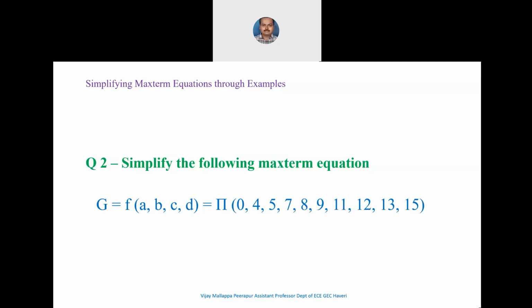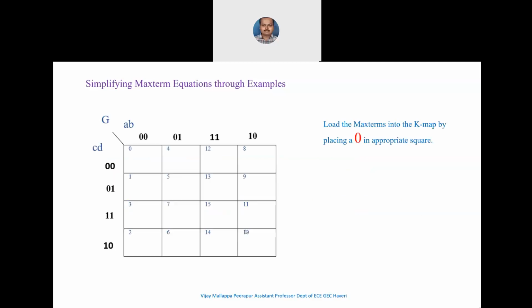Now for these max terms, you need to enter 0 in the K-map. Since it is a 4 variable K-map, everyone draw the K-map for 4 input variables A, B, C and D. We should have 16 cells. The decimal values, the horizontal values for the variables and the vertical values for the input variables still remain the same. Okay. Now first everyone draw this one.